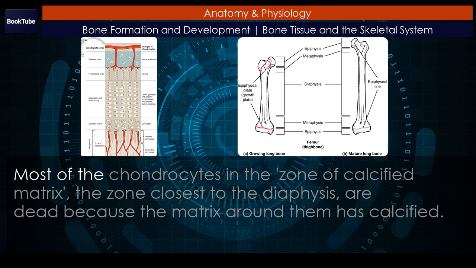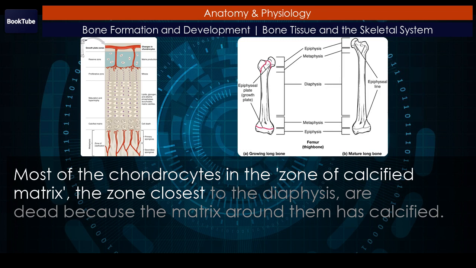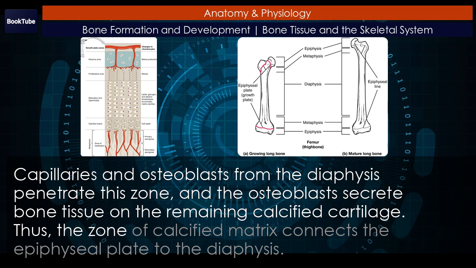Most of the chondrocytes in the zone of calcified matrix, the zone closest to the diaphysis, are dead because the matrix around them has calcified. Capillaries and osteoblasts from the diaphysis penetrate this zone, and the osteoblasts secrete bone tissue on the remaining calcified cartilage. Thus, the zone of calcified matrix connects the epiphyseal plate to the diaphysis.